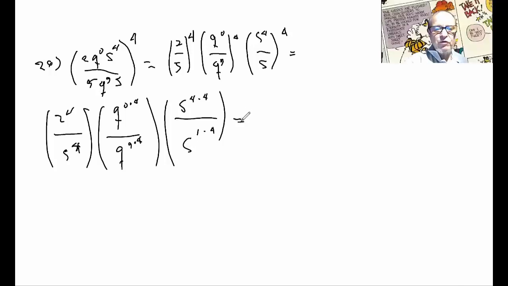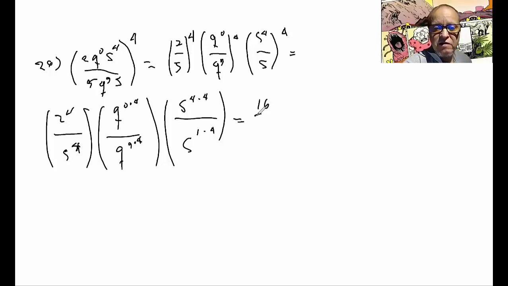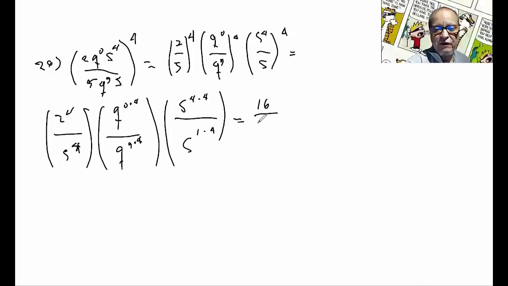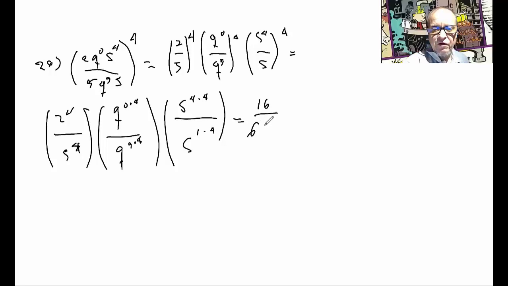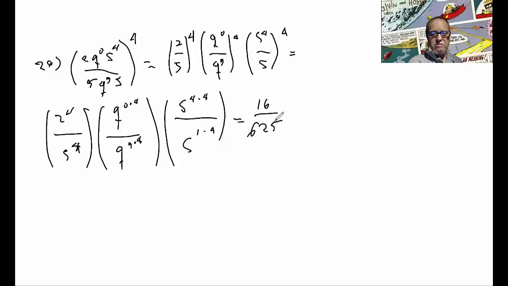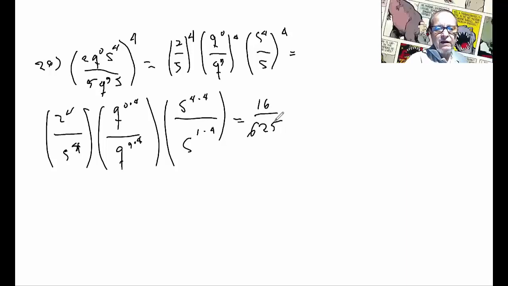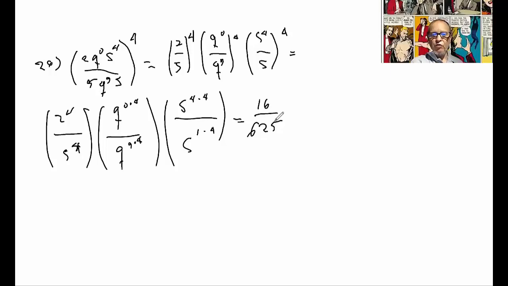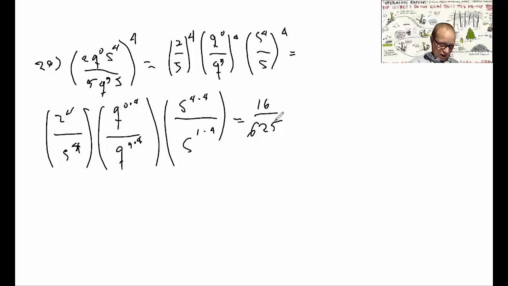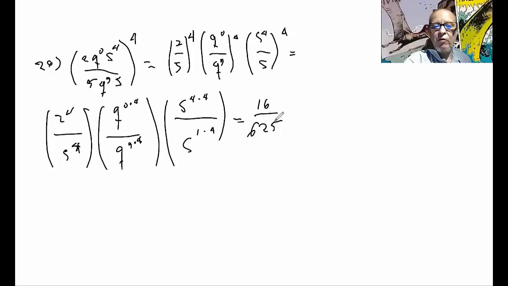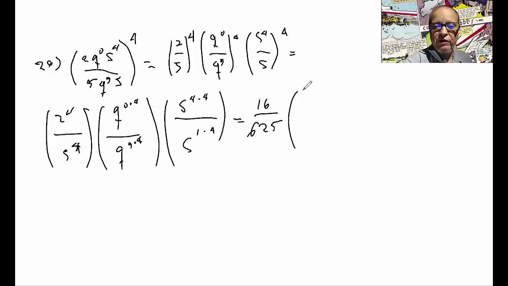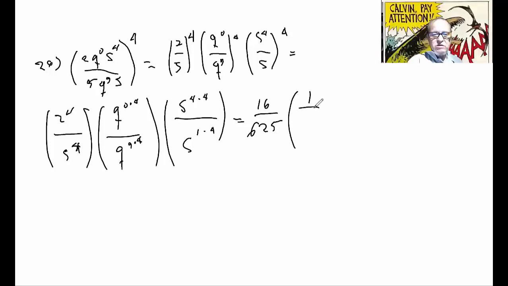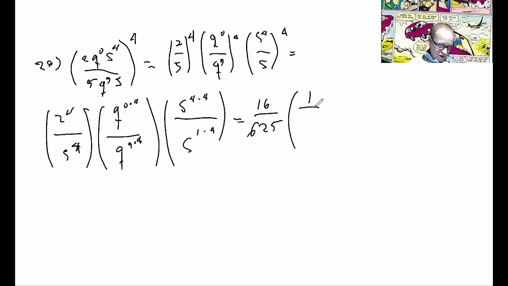So I have 2 to the 4, that gives me 16. And on the bottom, 5 to the 4th power turns out to be 625. And then q to the 0, well, that's 0 times 4, which is 0. And remember what I said, that anything to the 0 power is equal to 1. So that's just going to be 1 over q to the 36.